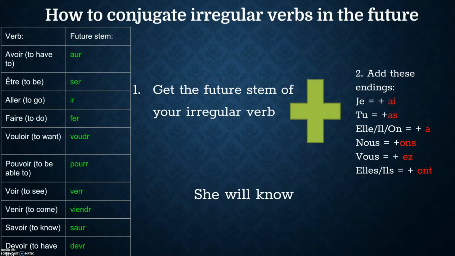Okay, let's run through another example. She will know. The verb for to know is savoir, which means we'll need to conjugate savoir in the future tense, which means we'll need the future stem of savoir, which is SAUR. And then since the personal pronoun will be elle, we're going to have to add the ending A onto the future stem SAUR. So it'll be elle saura.